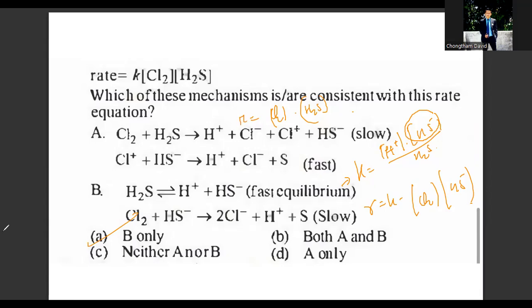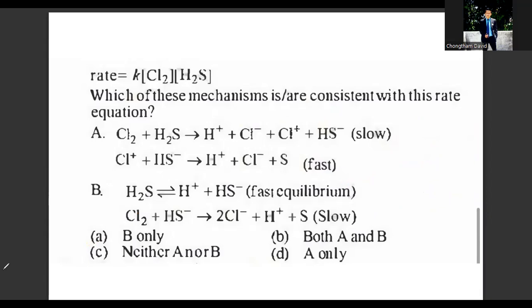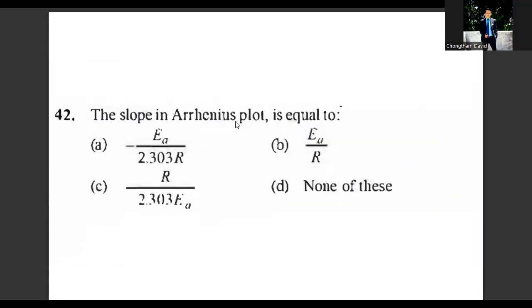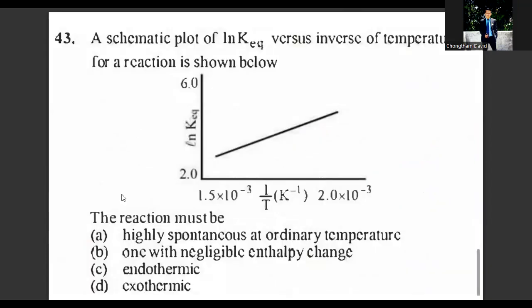Moving on to the next question, question number 42. The Arrhenius plot. This is easy. It will be A. Okay, question number 43. A schematic plot of log equilibrium constant versus inverse of temperature for a reaction is shown. So this graph shows that the reaction is going to be exothermic. Right, so log K equals minus delta H by RT. That was the equation. So for an exothermic reaction, enthalpy change is less than 0. So log K versus 1 by temperature would be a straight line with a positive slope. So this is option D.